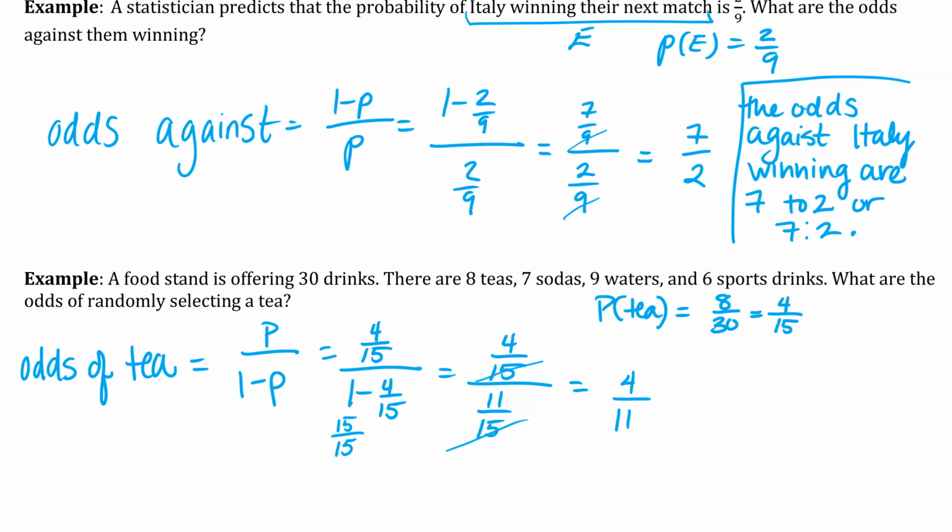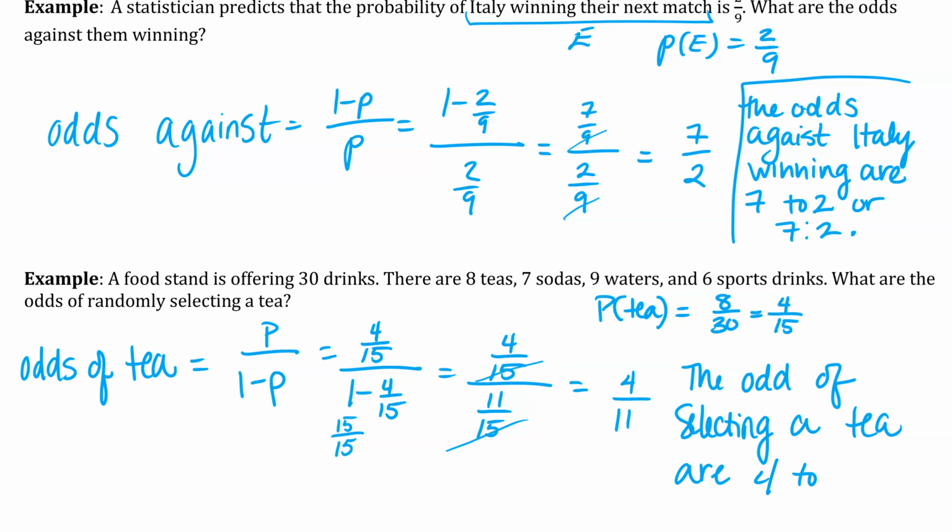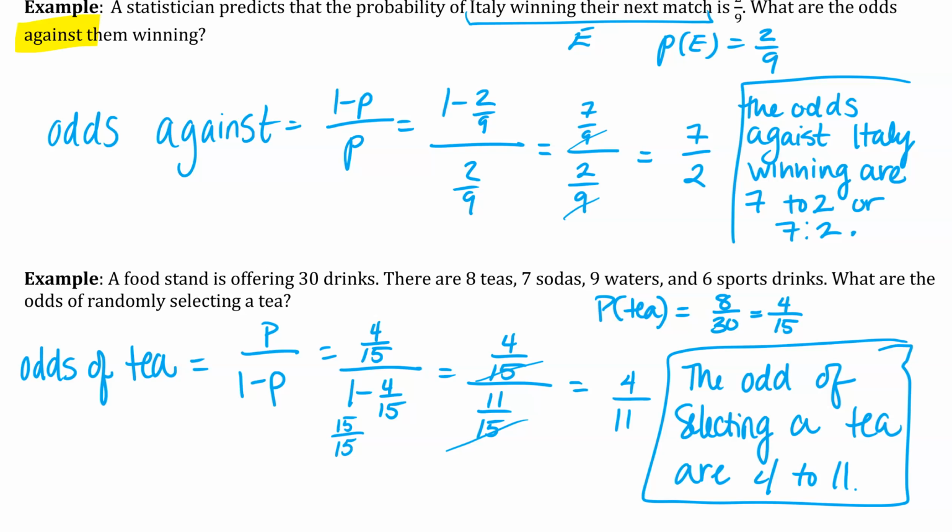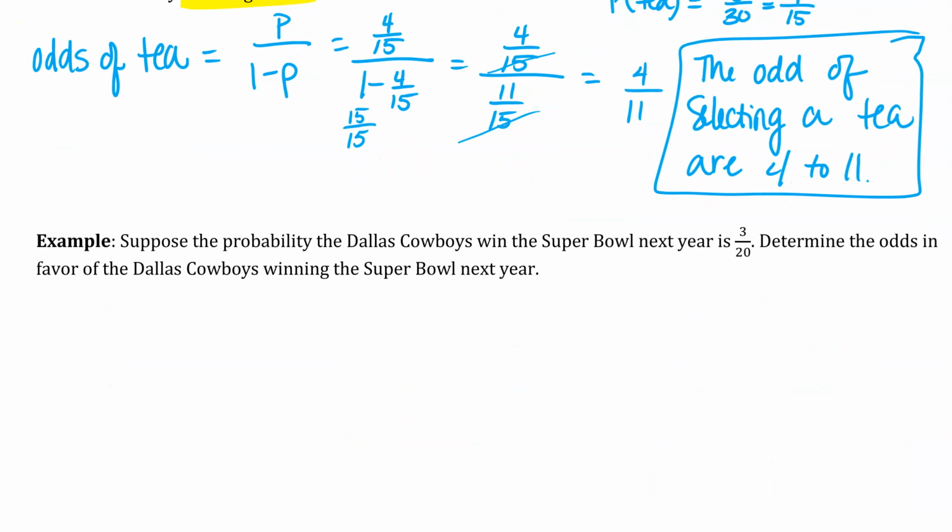Now we want to write it as odds. So the odds of selecting a tea are 4 to 11. You always have the top number first, 4 to 11. Okay, so that was an example of the odds in favor of selecting a tea. Let's try one more.